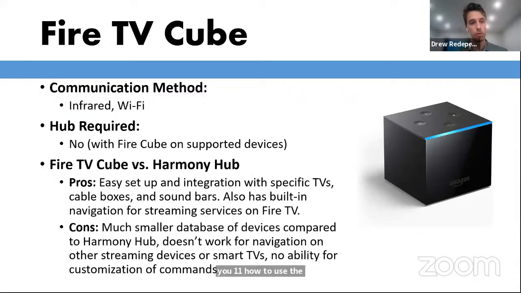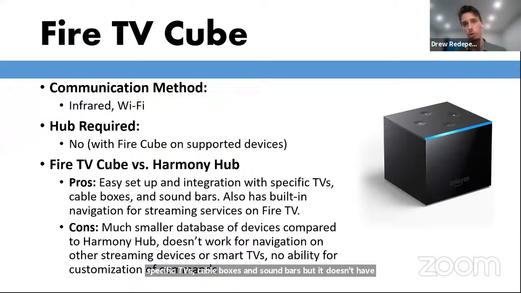One limitation of the Fire TV Cube is that it has those built-in voice commands, which is great because it makes the setup easy. But the problem is you can't add to that. If a person wants additional commands beyond the ones that are built in, you can't add any more, because Alexa is going to limit you to whatever is built into its system already. So it's really easy to set up and integrate with specific TVs, cable boxes, and sound bars, but it just doesn't have the customizability that the Harmony Hub has.